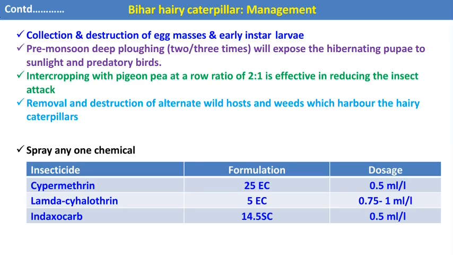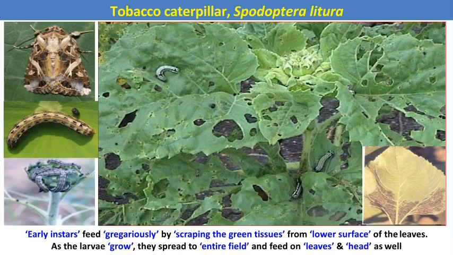For the management purpose, collection and destruction of egg masses and early instar larvae, then pre-monsoon deep plowing, then intercropping with pigeon pea, which is very effective to reduce the infestation of the red hairy caterpillar in sunflower crop. Then removal and destruction of alternate hosts or weeds. Then cypermethrin, lambda cyhalothrin, and indoxacarb are the recommended insecticides against the red hairy caterpillar in sunflower crop.